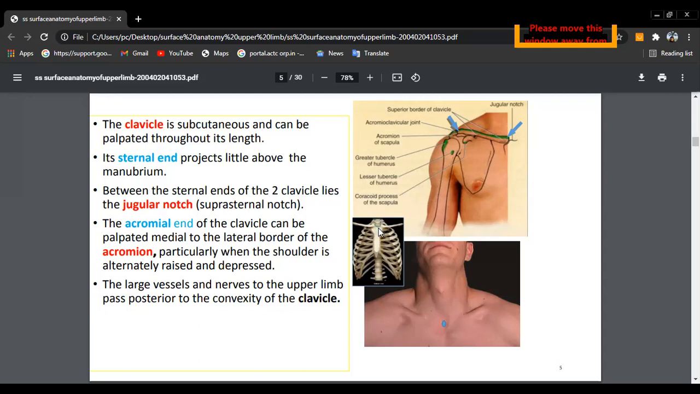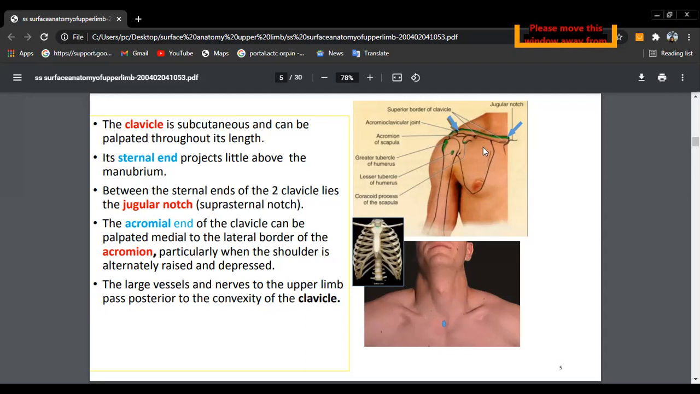So between the sternal ends of two clavicles, that means this is the sternal end of one clavicle, and the sternal end of the other, the right and left clavicles. Here, exactly where the blue dot has been shown, that area is called the suprasternal notch because it is present above the manubrium of the sternum. You call it the suprasternal notch, also called the jugular notch.